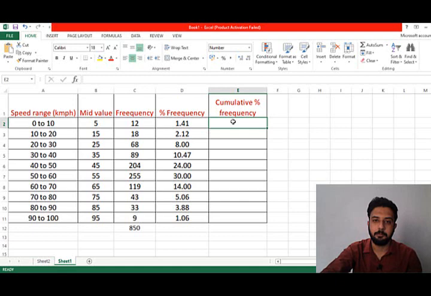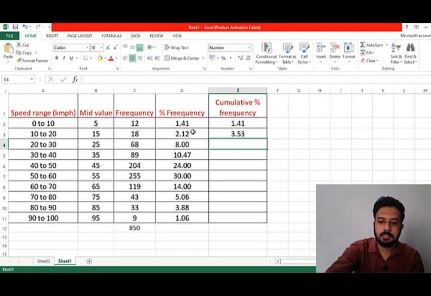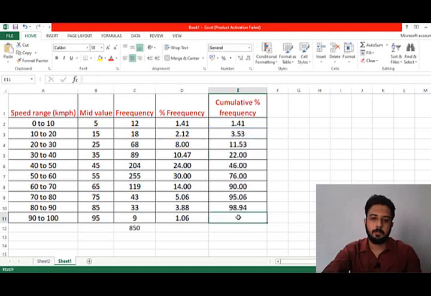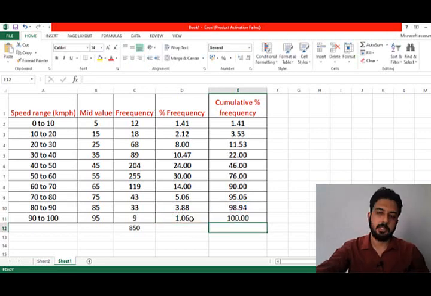Cumulative percentage frequency. So what is the meaning of cumulative percent frequency? The first one will be exactly equal to this particular frequency. The second one will be the previous value plus the current value. Equal to, you will get the answer. Similarly, the next one will be the previous value plus the current value. That is the meaning of cumulative percentage. We keep on adding it. Finally, when you have calculated everything, you have to get 100%.